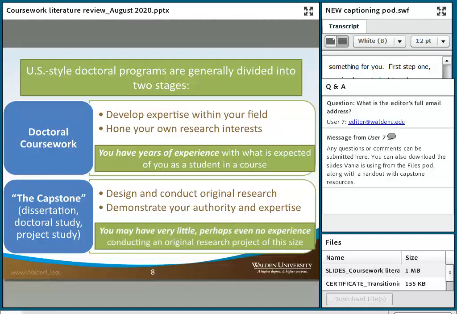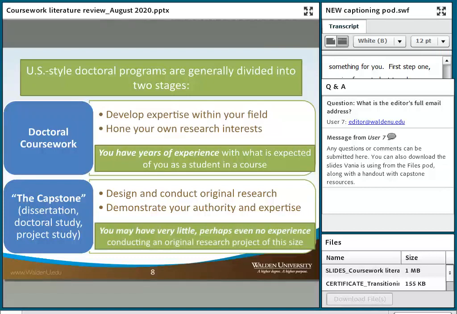So first of all, step one, moving from student to scholar. Things are about to change, right? If you have already moved out of coursework, you might be starting to realize that. If you're still in coursework, it might not totally be clear. And here's the difference. For US style doctoral programs, there's generally two stages. The first is the coursework, and the second is what we call the capstone.